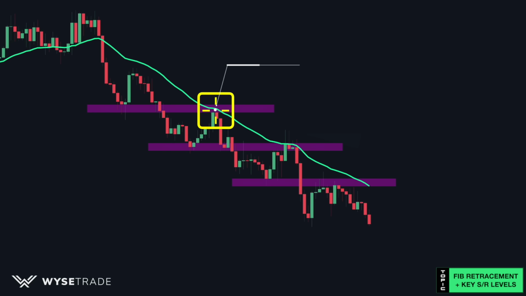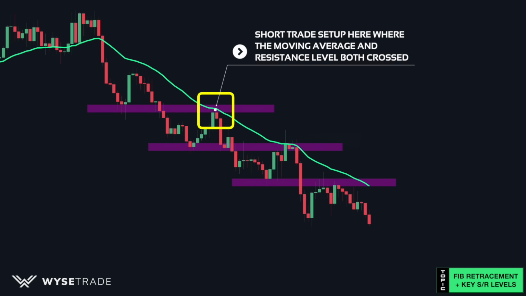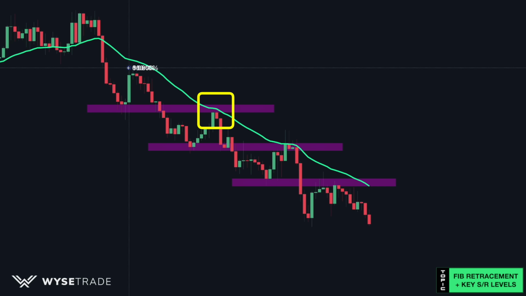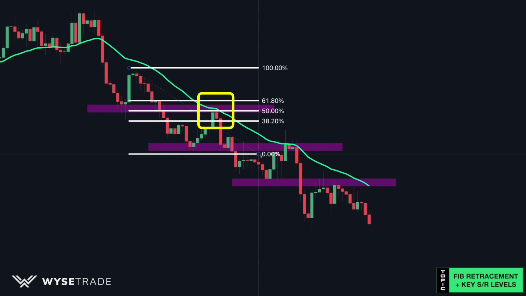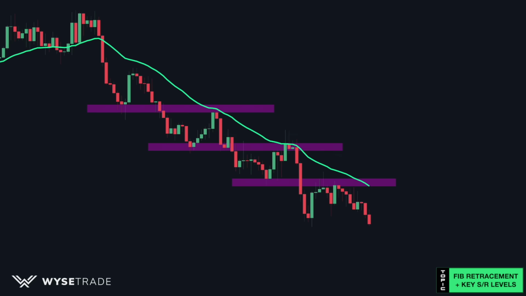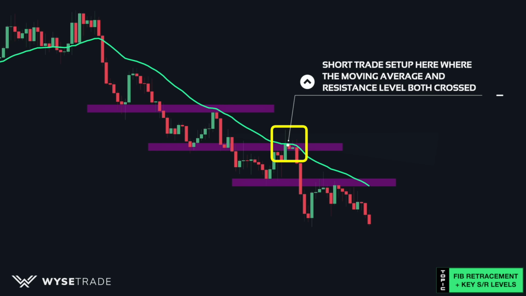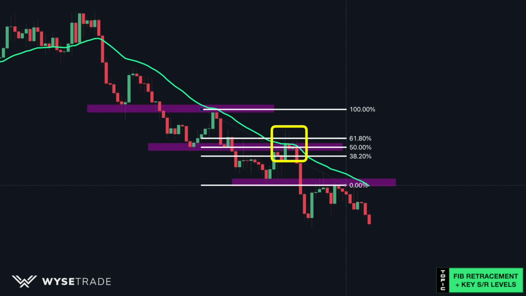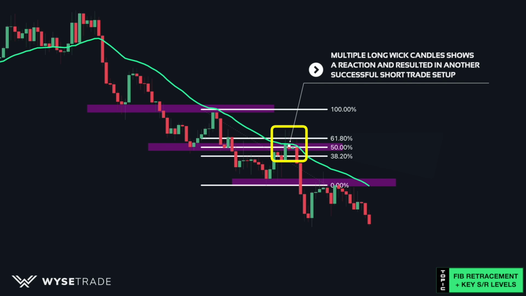You had a short trade setup here where the moving average and key level both crossed. This is also where the 50% Fib level lined up. You had a candle color change and wicks sticking out and created a successful short trade. Another short trade setup here where the moving average and key level both crossed. This is also where the 50% to 61.8% Fib zone lined up. You had multiple long wick candles form, showing a reaction and another successful short trade.